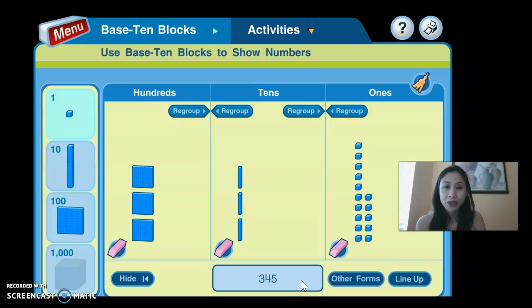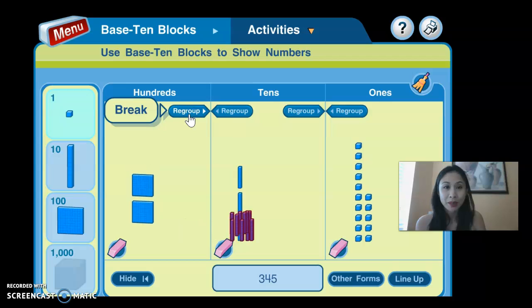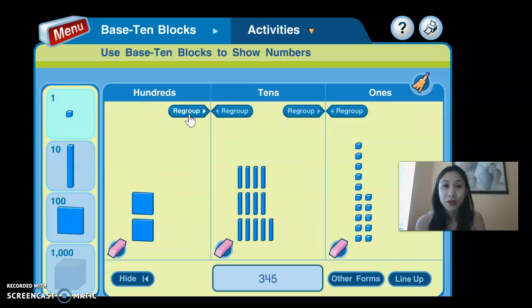Now, let's try to see if we can regroup the hundreds. You see, 100 units make up 1 flat. Let's see what happens. We're going to regroup. Break it. 1 flat is equal to 10 rods. We have a different combination now.